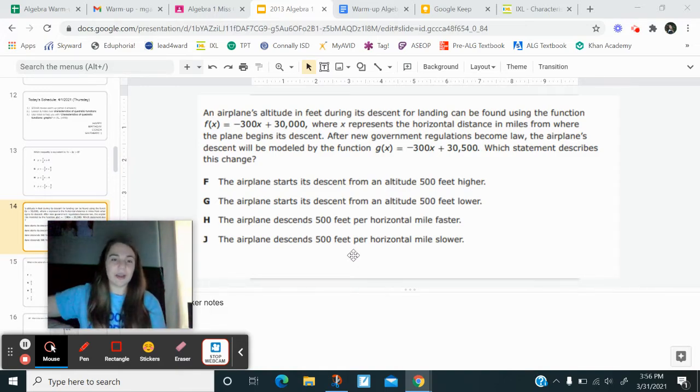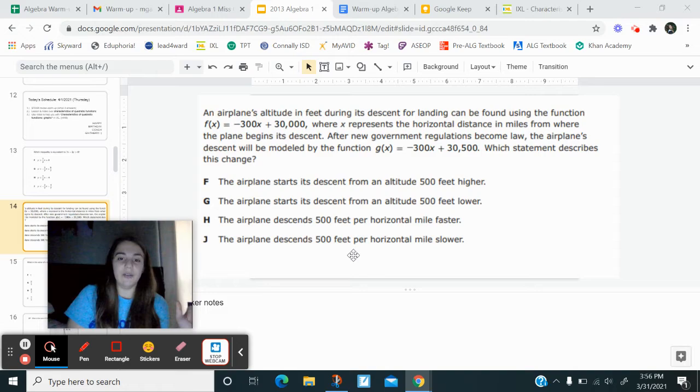So it's going to start up high and then it's going to go down. This is telling us it's going down 300, I don't know, feet per whatever. But that is how much it's going down as the slope. And it's negative because it makes sense. It is descending. Okay, it's going down.